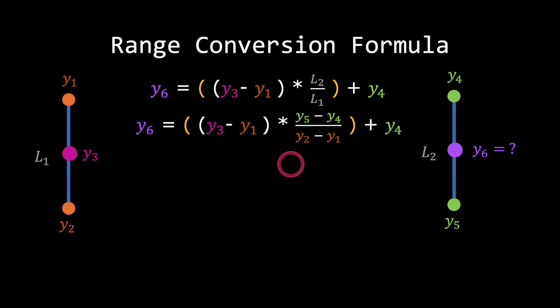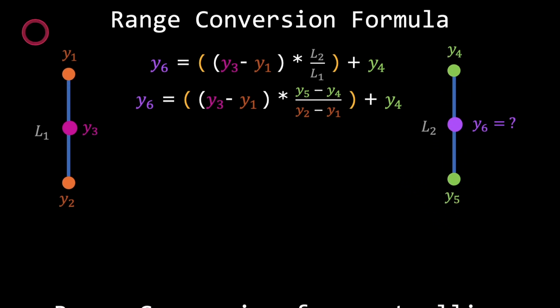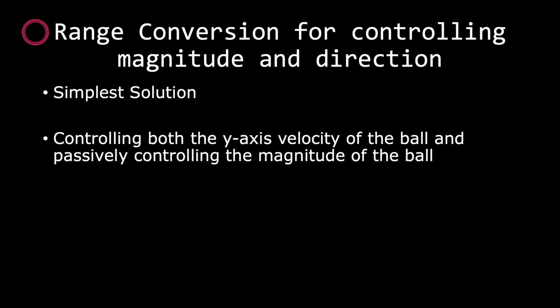So in this formula, you can see that we need 5 values. And so in this case, we do have 5 values. First, we have the paddle points. Then we have the contact or ball made with the paddle. And all we really need to do in code is have the values of our speed on the y-axis. Now in this case, what we have is a range conversion for controlling magnitude and direction. And this is the simplest solution to add dynamic collision reaction to our player paddle and the ball, and the AI paddle and the ball as well.